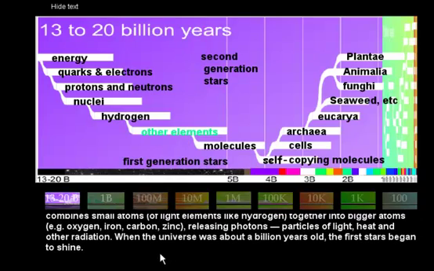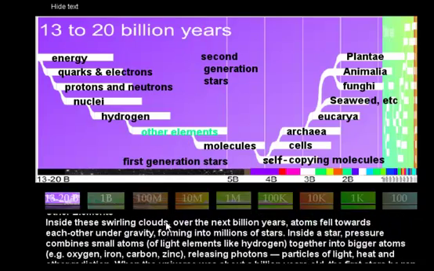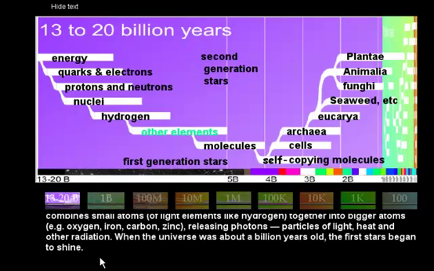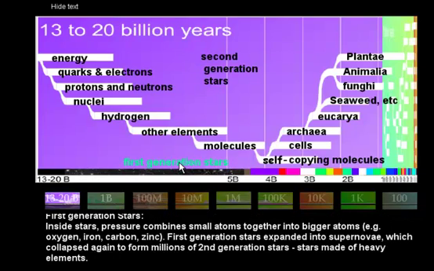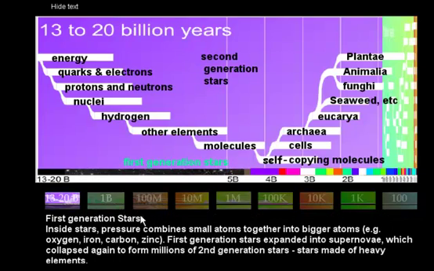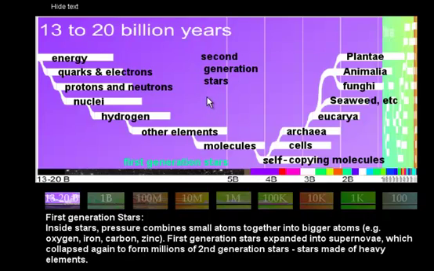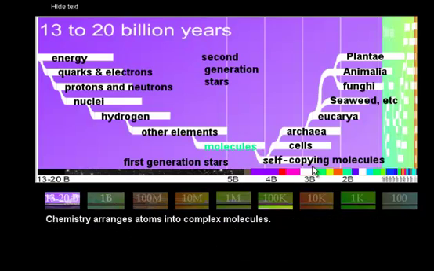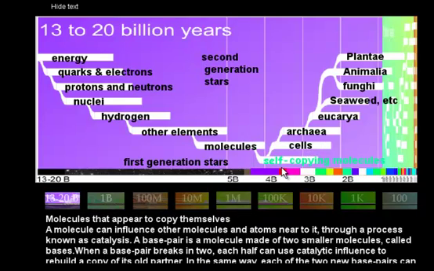Stars create the rest of the elements by crushing the atoms together under pressure, and nuclear reactions in the pressure and heat cause bigger atoms to form. These stars then explode into supernovae and then collapse into second generation stars. So these second generation stars are made up of the heavier elements, therefore they can have planets and they can have complex molecules which can copy themselves.